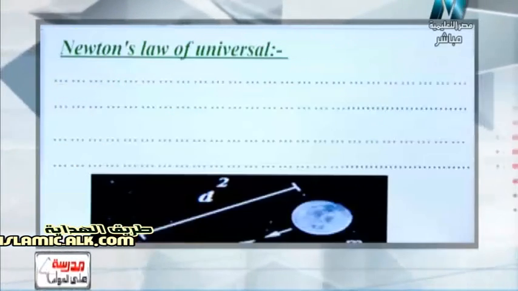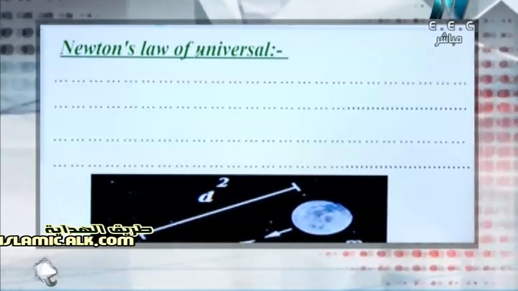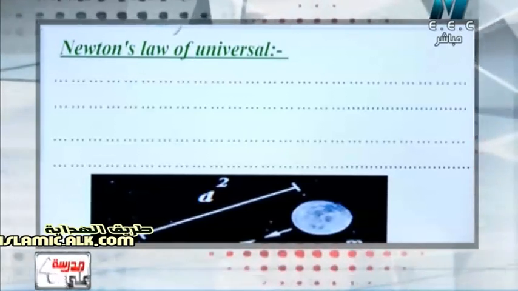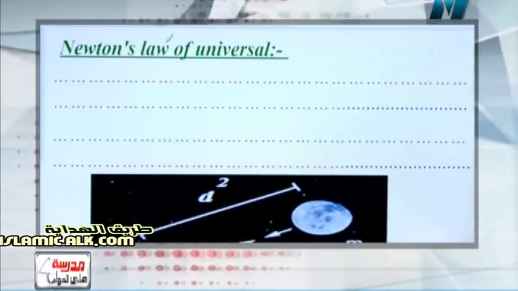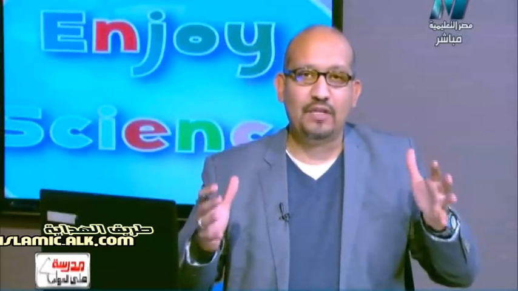Newton's law of universal gravitation is very important. Newton talks about the gravitational force, or gravity. To summarize, Newton's law says the gravitational force or attraction force between two objects is directly proportional to their masses and inversely proportional to the distance squared between the two objects.